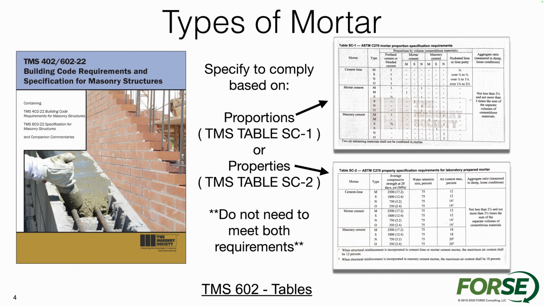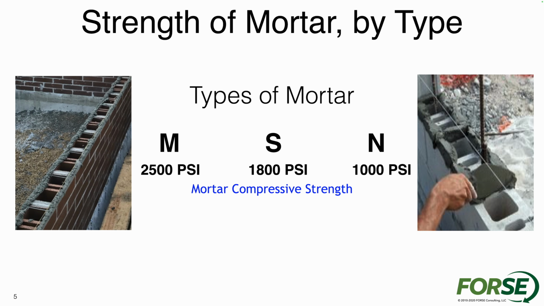Proportion method simply gives you the overall mix of the different elements that make up your different mortars. Within the properties method is where you're going to see some strength values being defined. So again, the most common types of mortar in new construction are going to be type M with a mortar compressive strength of 2500, type S with a mortar compressive strength of 1800, and type N with a mortar compressive strength of 1000.